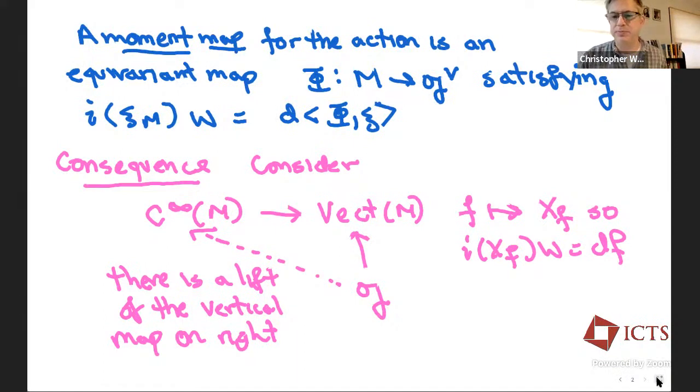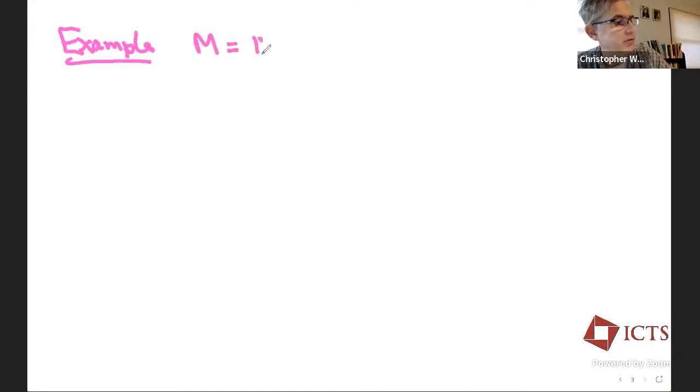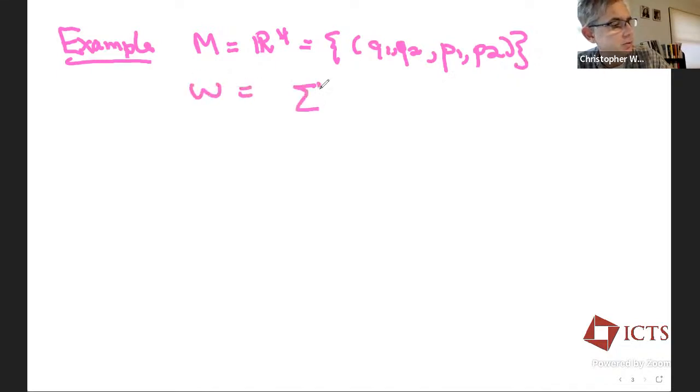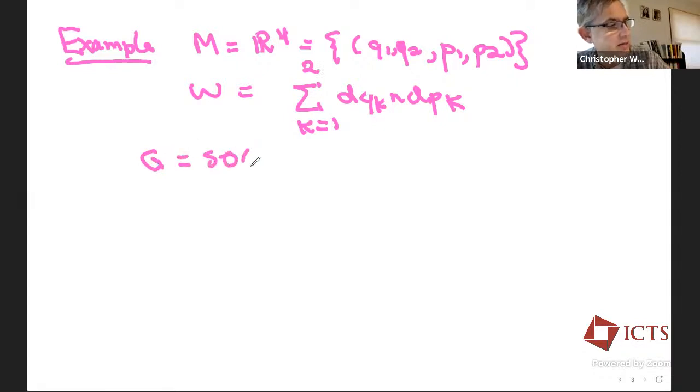So what are some examples? Any questions before I go any further? Historically, these kinds of functions arose in the study of celestial dynamics. A typical example would be M equals R^4. I put coordinates here, q1, q2, p1, and p2. And I take my standard symplectic form, the sum of dq_k wedge dp_k, k equals 1 to 2 in this case. And then it might be that I think of these as position coordinates and momentum coordinates. And it might be that my system has a rotational symmetry.